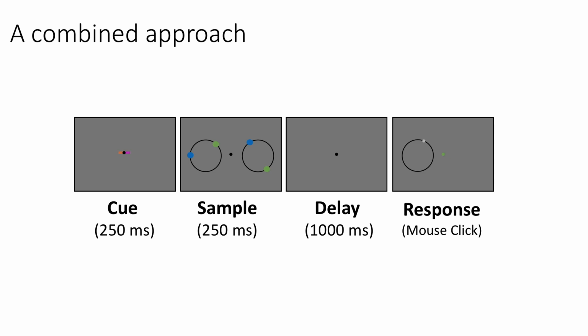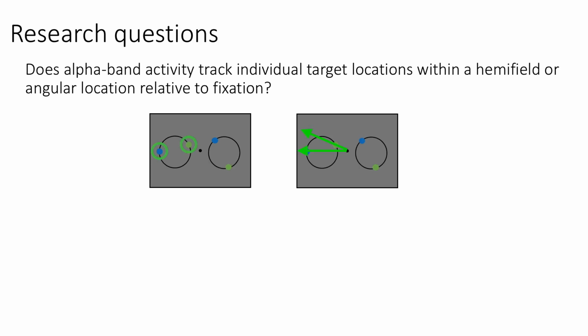The goal of this approach is to better understand how alpha band sensitivity to targets and distractors differs. Specifically, we're focused on two categories of questions. The first thing we want to look at is that, based on previous work, reconstructing remembered locations was always conducted on stimuli presented across hemifields. So the first question that this approach allows us to test is whether alpha band activity actually tracks individual target locations within a hemifield, or if instead this global alpha signal is limited to the angular location of stimuli around fixation.